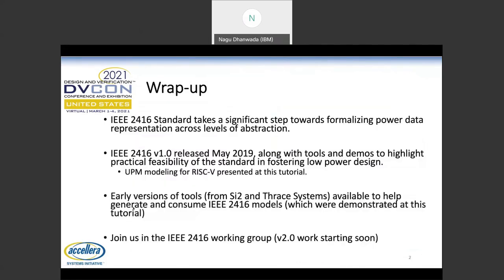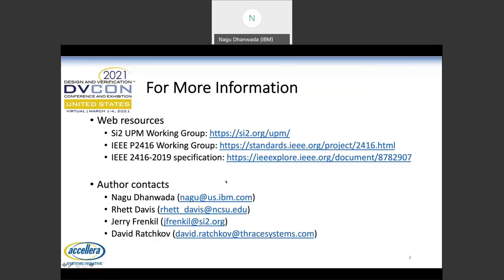Now, to wrap things up, the IEEE 2416 standard takes a significant step towards formalizing power data across multiple levels of abstraction. We released the first version of the standard in May 2019. We also shared some tools and demos that highlight that this standard is something which is realizable. More specifically in this tutorial, we shared the RISC-V modeling. There are early versions of the tools, both from Si2 and Thrace Systems, which are available to generate and consume the IEEE 2416 models. Please join us in the IEEE 2416 working group. We have work on the next version of the standard starting soon. For more information, there are web resources, and you can contact any of the authors using the email listed here.